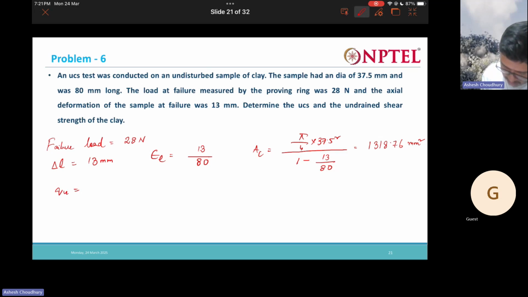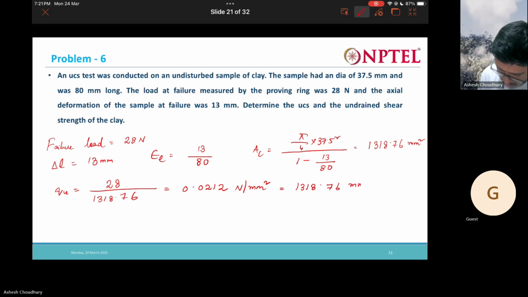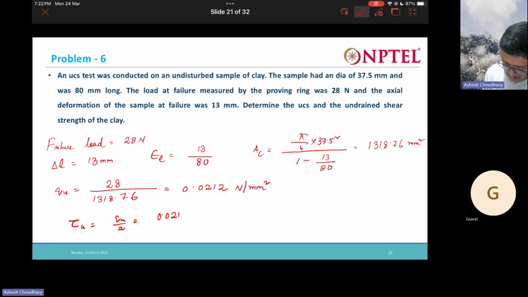So qu is 28 by 1318.76, which is 0.0212 N per mm square. The undrained strength is nothing but qu by 2, which is 0.0212 by 2, is 0.0106 N per mm square. Okay.